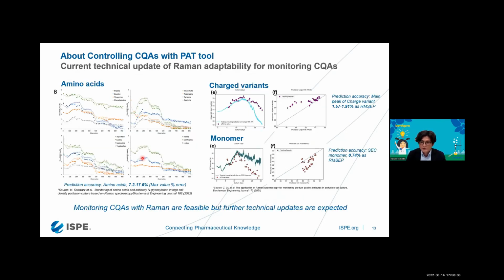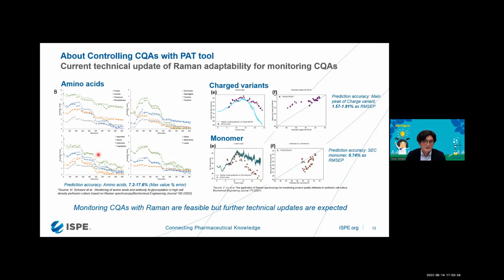Here, I will introduce a recent technological update in published scientific literature about process monitoring with Raman spectroscopy in continuous processing. In terms of amino acid monitoring in continuous upstream processing, it means perfusion cell culture. Multiple amino acids are well monitored using a Raman system.